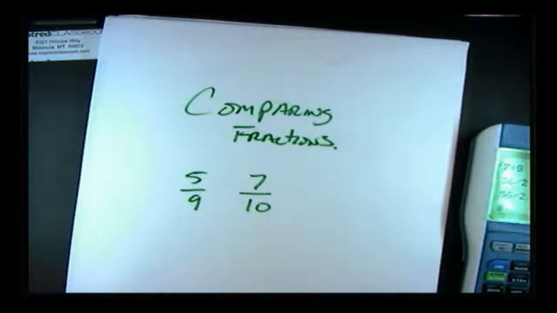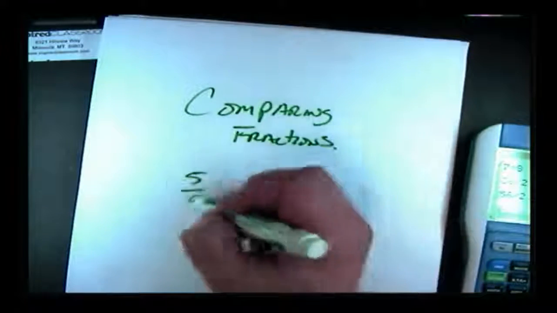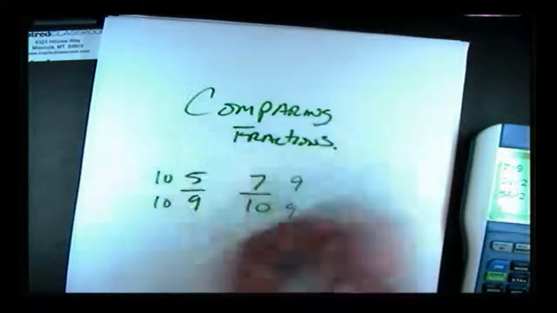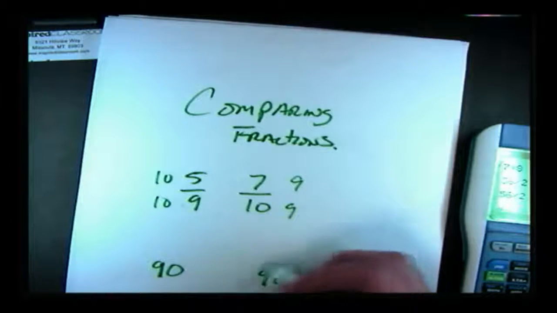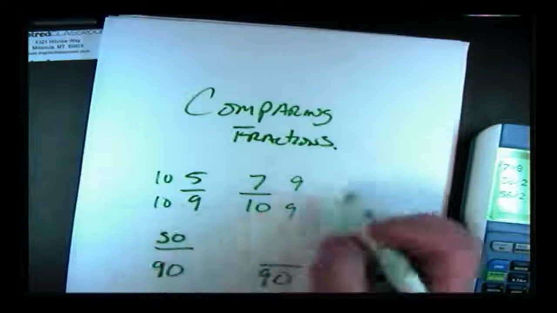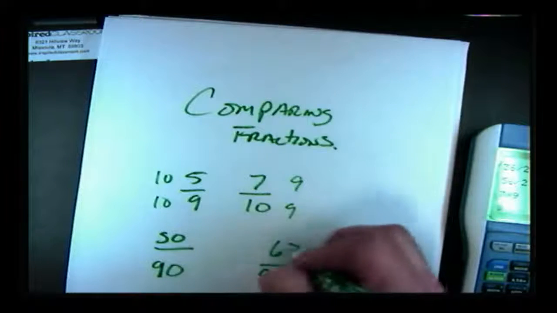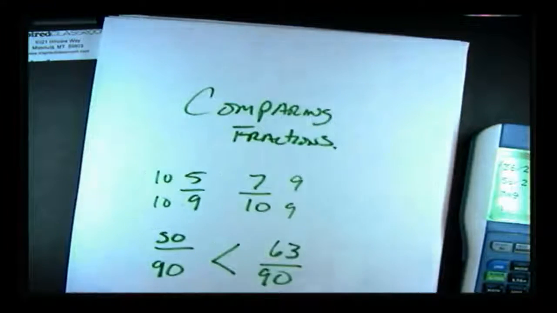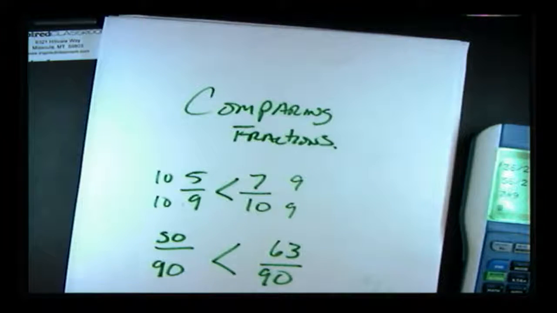Once again, we need a common denominator. So I'll steal one from one side and multiply top and bottom, and steal the other one from the other side. Notice my denominators are now 90. I get 50 and 63. So 63, or 7/10 rather, is greater than 5/9.